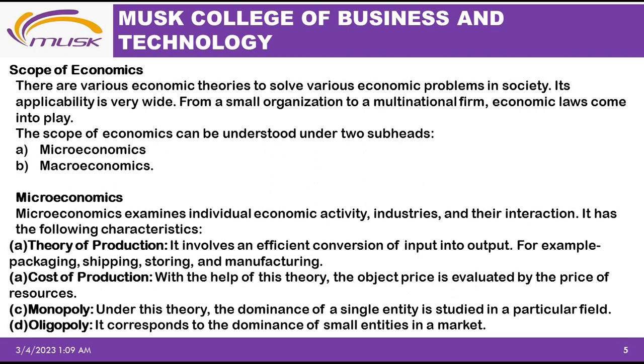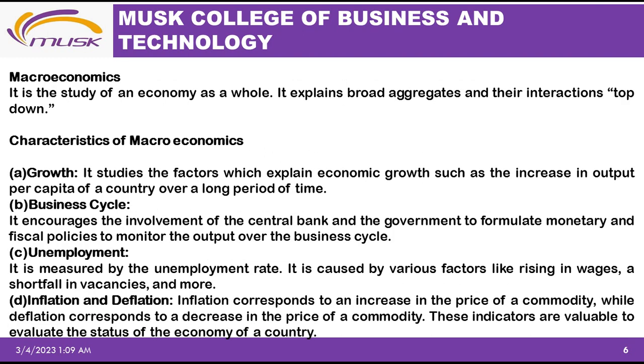The cost of production, that is also key. We will be looking at that. Monopoly, that is one of the major market structures where mono means one. So those are single owned entities and firms. And then we have oligopoly. It corresponds to the dominance of small entities in the market.